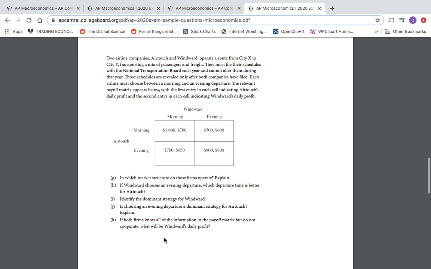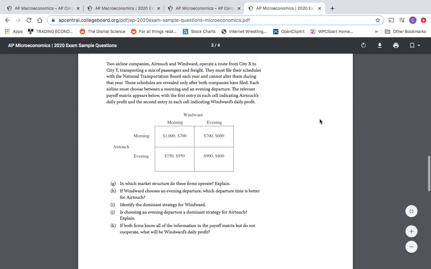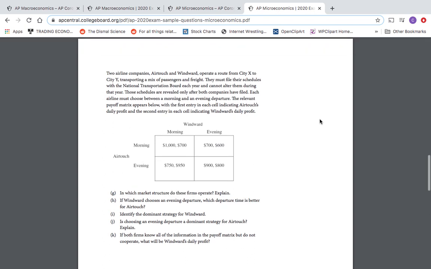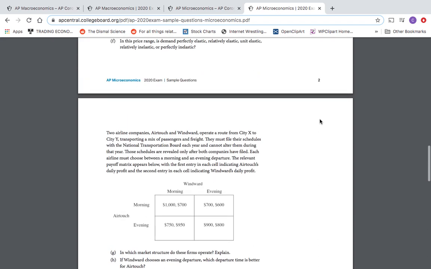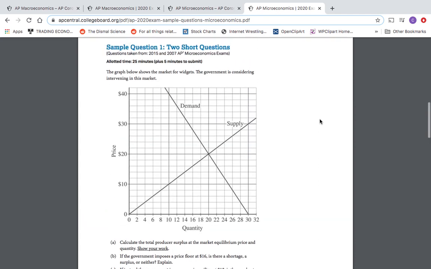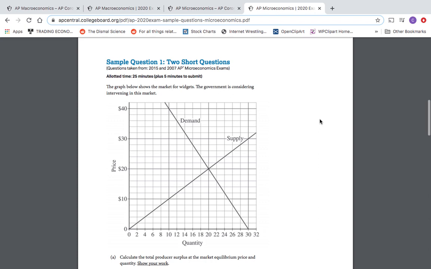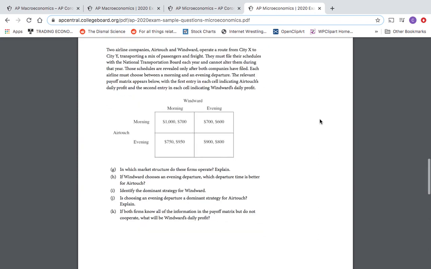Boom. Pretty simple. I find historically students really like when the game theory questions pop up as free response problems, because they usually can pull off most of those points. All right, so again, check your answers against the key. This looks like 2007 that popped up on there.